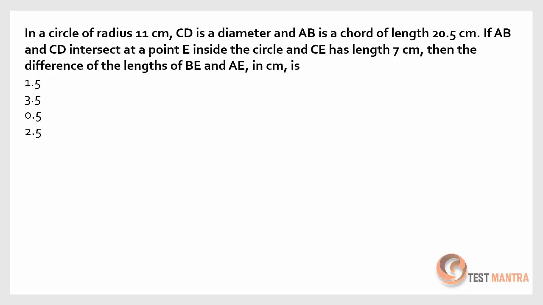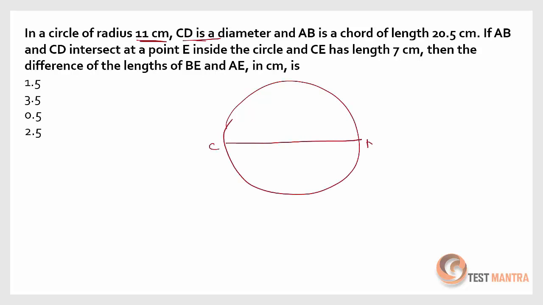Let's take the next one. So next one is of geometry. So let's try to draw the diagram. Although it's a direct question here, I have a circle of radius 11 centimeters. CD is a diameter available. So let's draw it. I have a diameter CD, which is nothing but 22 centimeters, as 11 centimeters is the radius, and AB is a chord of length 20.5. So I have to check whether this chord is intersecting this one or not, right?